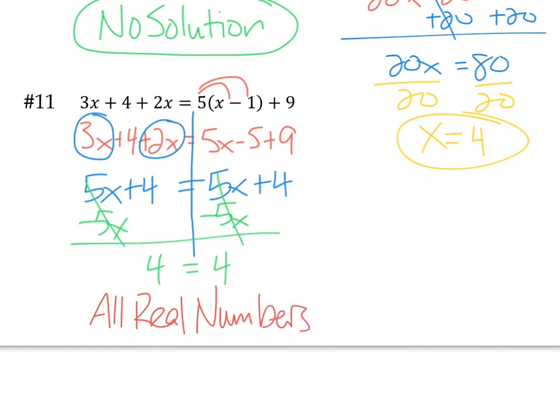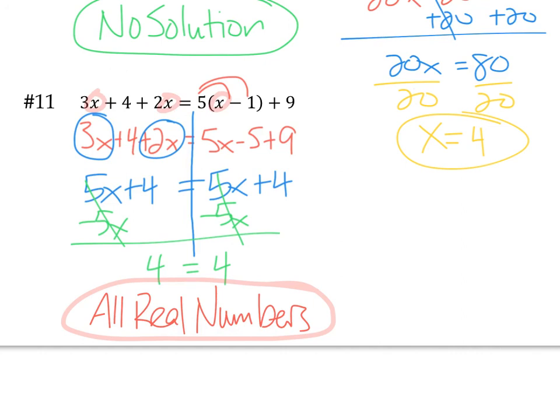You could pick any number you want, and if you plugged it in for x in all three of these spots, okay, if you plug in for x here, here, and here, any number you want, it'll work if you do the calculations correctly. So all real numbers are solutions. Sometimes it's referred to as there's infinitely many solutions because there's no end to the solutions.